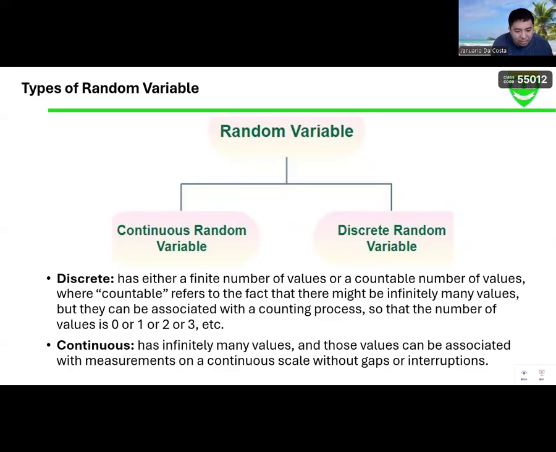Discrete means it can be 1, 2, 3, 4, 5. It cannot be 1.345. It cannot be 0.53. So that's not discrete. Discrete can only be 0, 1, 2, 3, 4, and so on and so forth, but it cannot have decimal values. But continuous has infinitely many values, like it can be 1.3456 or 4.934, for example. So that's the big difference between discrete and continuous.